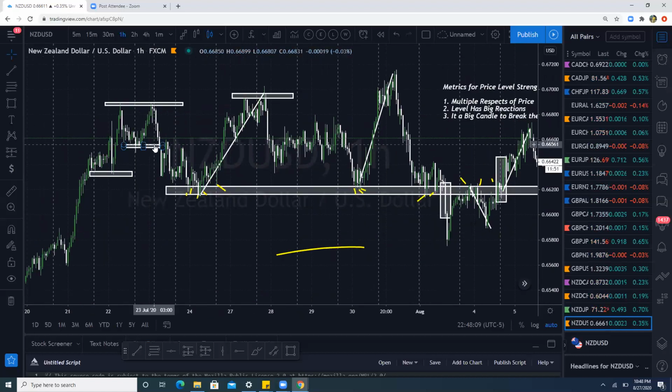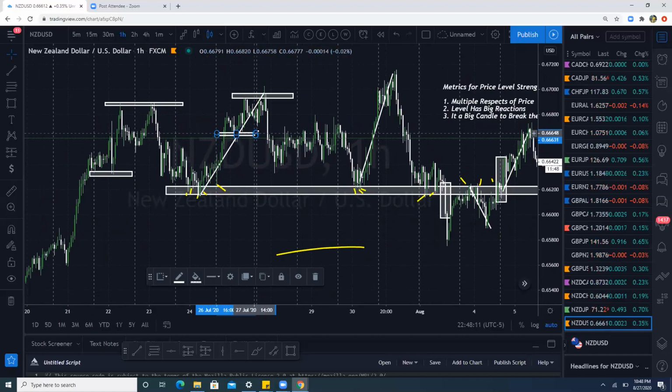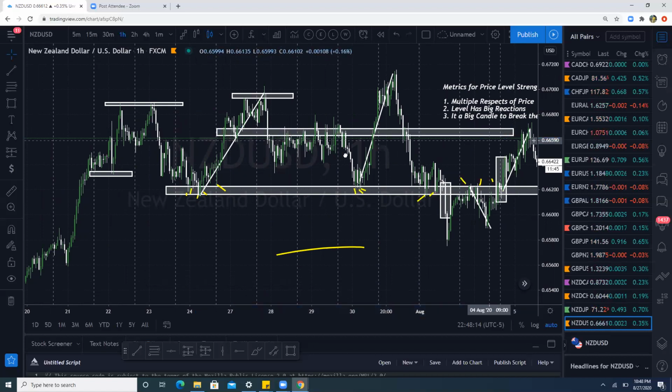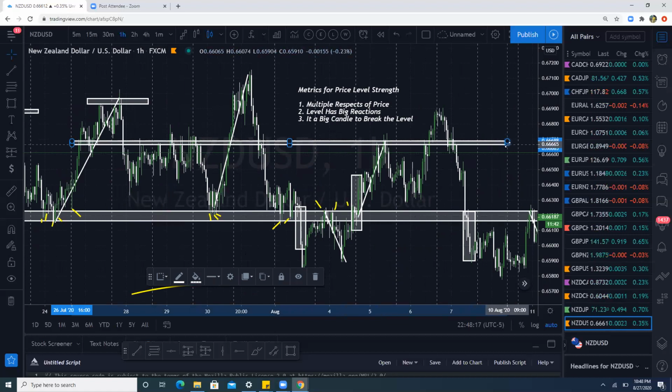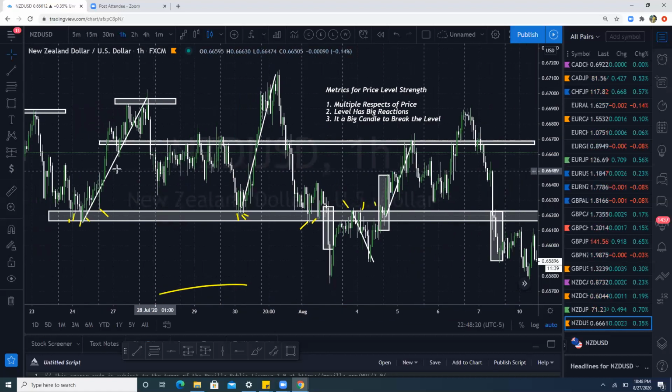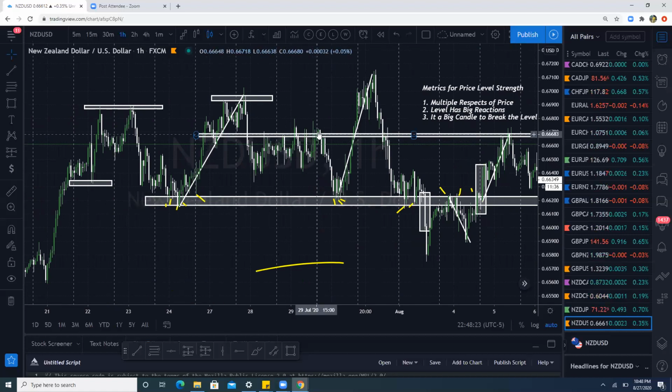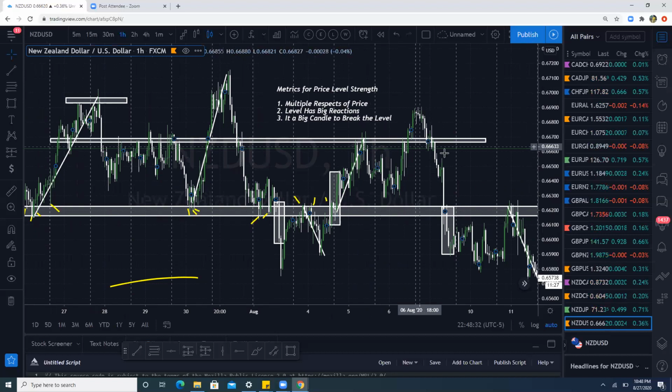Let's use one more example. I think I see one here. So if we use this level here, price continually respects that level. Same thing, it has multiple respects of price. You see, multiple respects, all these respected price. The level has big reactions: a big reaction from that, big reaction from that, a break and retest, big reaction. And then it takes big candles to break it. So it's a big candle there. They don't have wicks. They're decisive because they don't have a lot of wicks. They just move in one direction and just keep going.